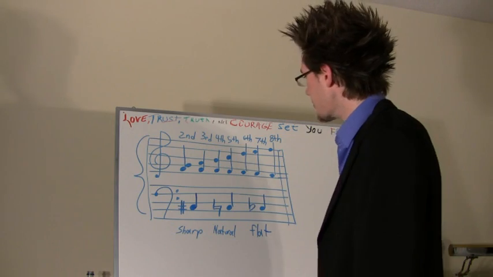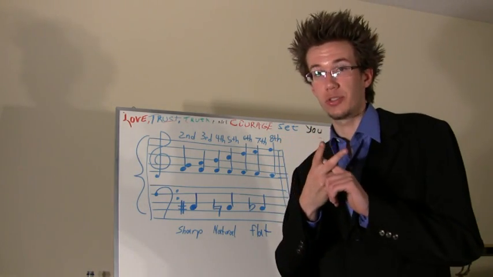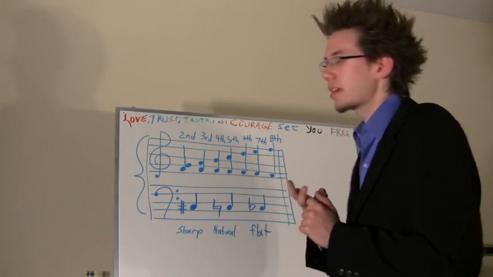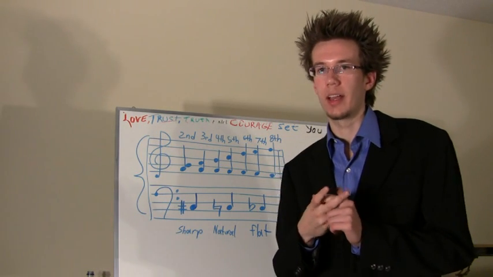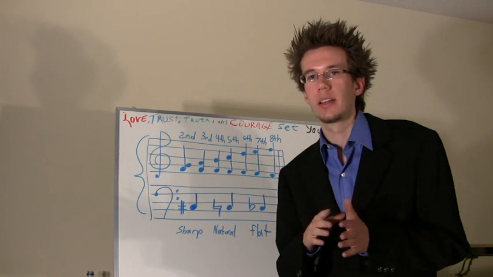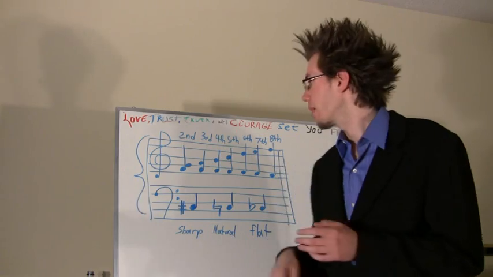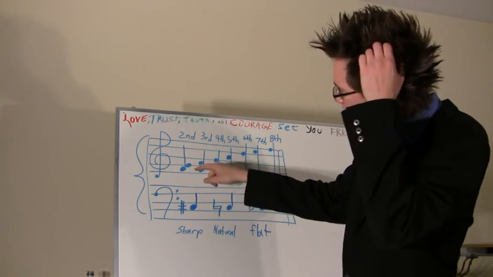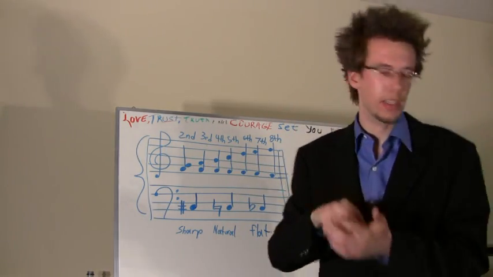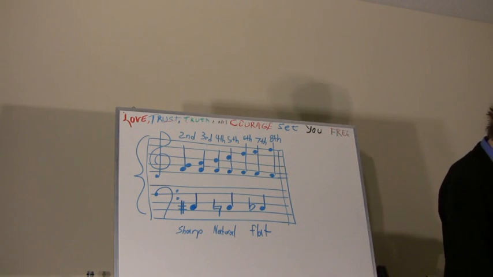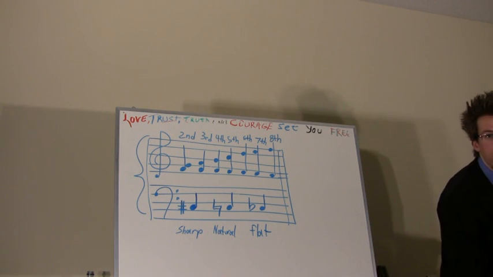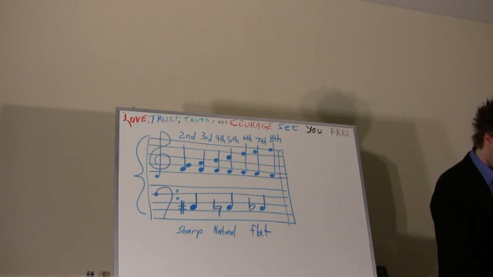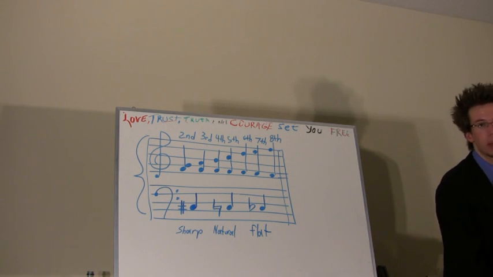Okay? Now, there's two types of ways to draw an interval. There is harmonic and melodic. Now, when you have a harmonic interval, it's as if you play the two notes in that interval together like this. This is a harmonic third. Now this is a melodic third. So I play them separately.